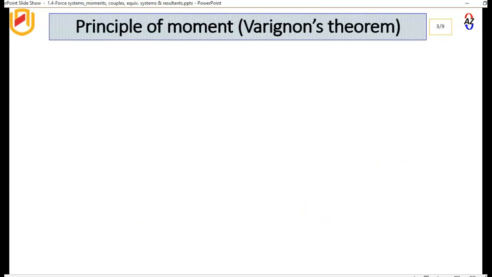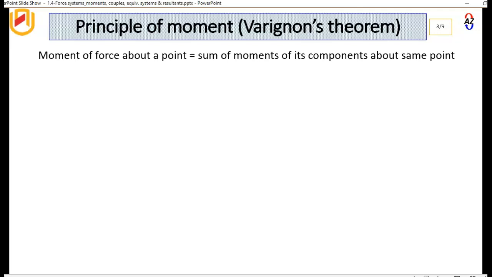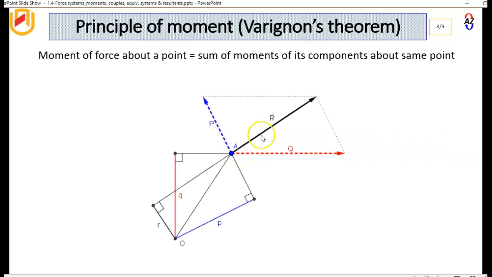So now let's look at what is called the principle of moments. Now scientists are famous for taking something simple like the principle of moments and giving it a complicated name, like the Resultant's theorem. But let's see what it says. The moment of a force about a point is the sum of moments of its components about the same point. So we have this force R, and it's got components Q and P. So the moment of this R about this point O should be the same as the moment of these components Q and P.